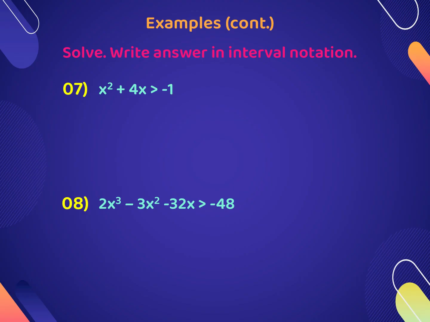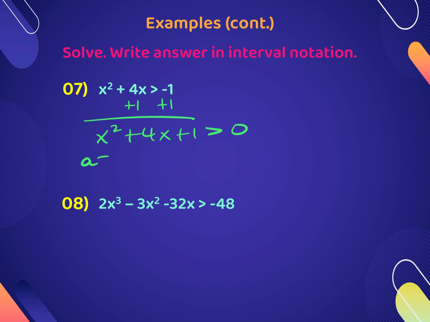Now, this one cannot be factored. I need to go ahead and get the 0 in here. But I'm going to go ahead and add the 1. And I get x squared plus 4x plus 1 greater than 0. There are no factors of 1 that will give me a 4. So when this happens, you either have to complete the square or quadratic formula. I'm going to do quadratic formula.